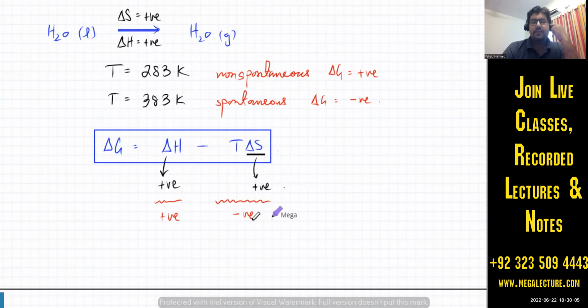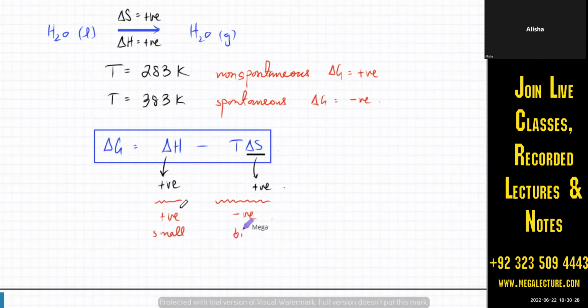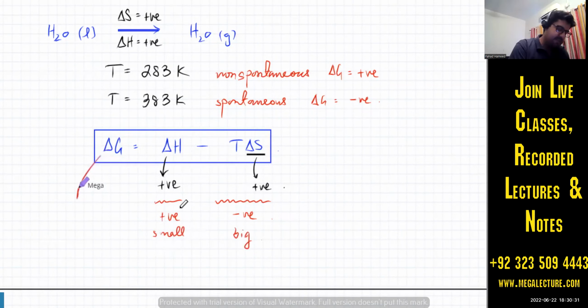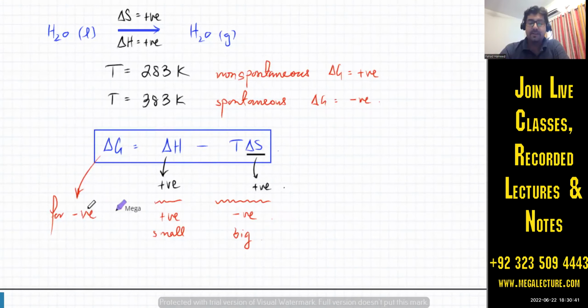So for a spontaneous reaction, delta G has to be negative. So if I want to make delta G negative, which of the two terms must be bigger in size? I mean, this should be bigger and this should be smaller. Is that clear? Yes. Remember delta G negative means the reaction is going to be spontaneous. So one of the terms is positive, the other one is negative. The positive term must be small in size, the negative term should be bigger in size.